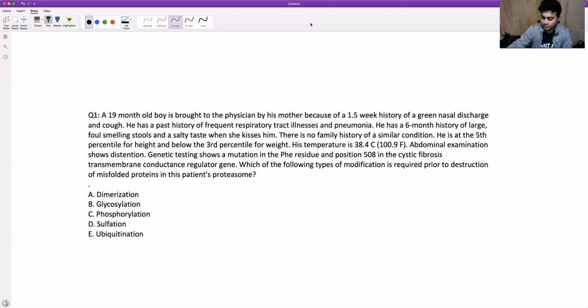All right. So here you can see the last line of this question: which of the following types of modification is required prior to destruction of misfolded proteins in these patients' proteasome? By just reading the last line, I think many of you can answer the question without even going through the whole vignette. I don't recommend that. Always read the last line first, then go over the vignette. Be sure that you are right, and then choose the answer.